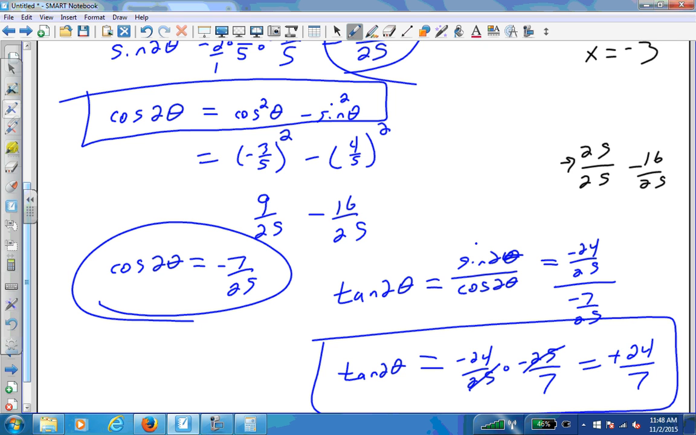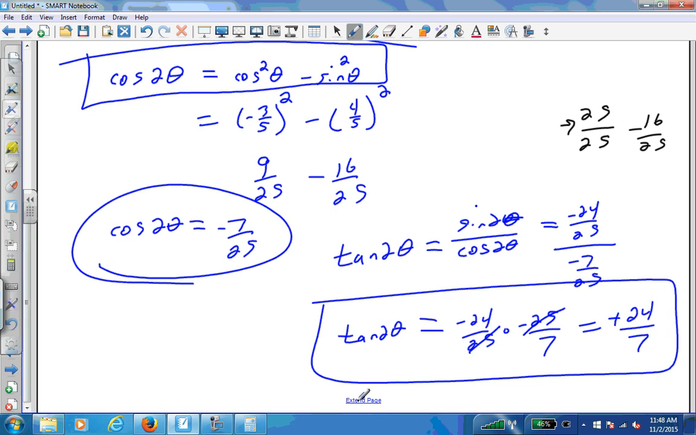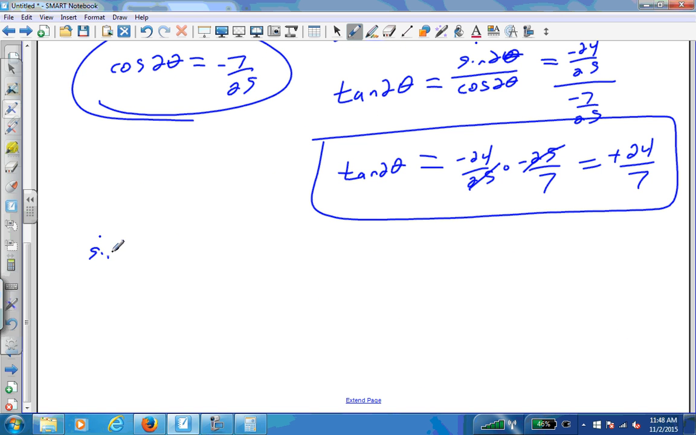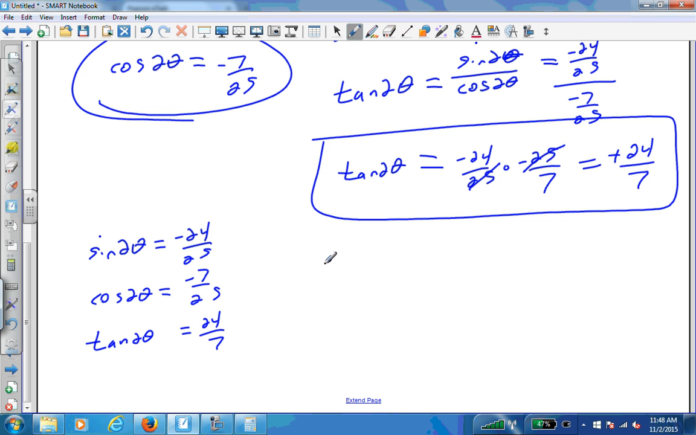Now let's ask this question. So sine 2 theta was negative 24/25. Cosine of that same angle is negative 7/25. Tangent of that angle is 24/7. What quadrant then is that angle in?